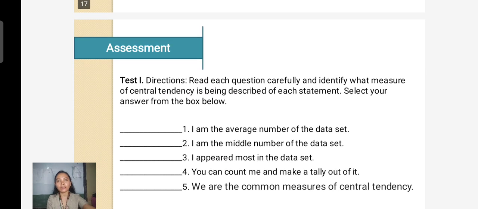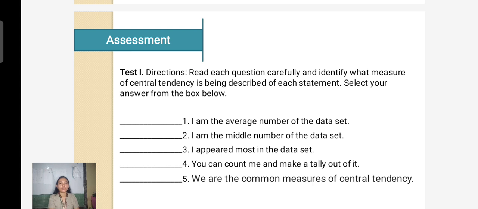For the assessment, we have test 1. Read its question carefully and identify what measure of central tendency is being described of each statement. Select your answer from the box below.